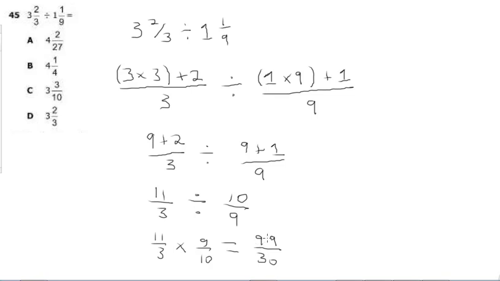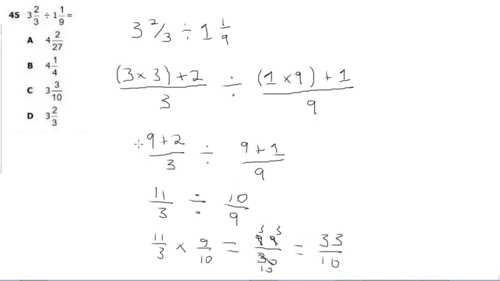So we look for a number. Is there any number that can go into 99 and 30 without giving a remainder? Yes, 3. 3 can go into 9 how many times? 3 times. 3 into 30 gives us 10. So therefore we have 33 over 10.